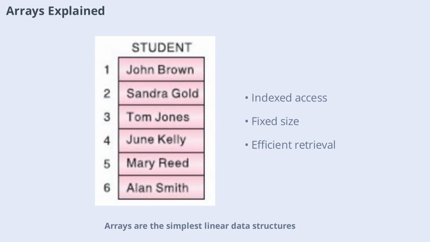Arrays are the simplest linear data structures. A one-dimensional array is an ordered set of similar data items, each accessed by an index. For example, an array of student names or sales figures. Arrays can also be multidimensional, like a two-dimensional array representing a table of sales across stores and departments. Arrays are efficient for accessing elements by index but have fixed size and type, which can be limiting in some scenarios.